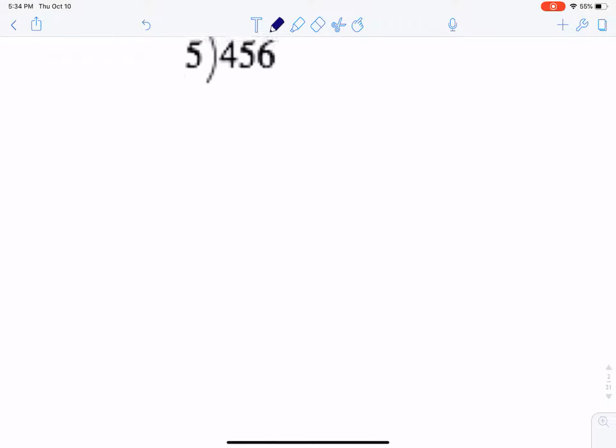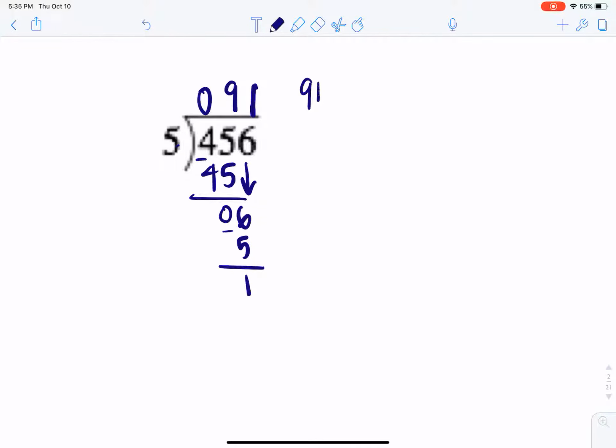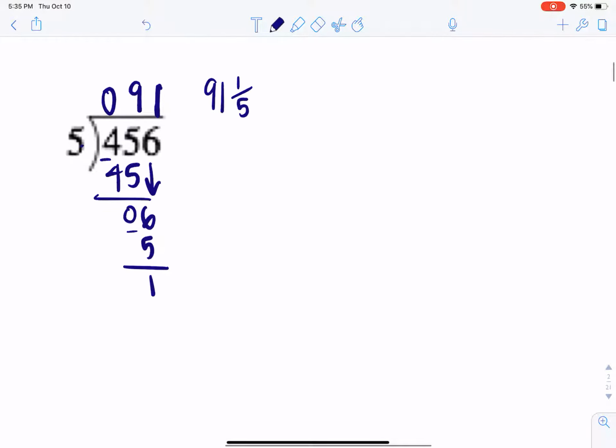Let's go ahead and do another example of long division. How many 5s are in 4? There are 0. How many 5s are in 45? I know there are 9. 9 times 5 is 45. Subtract, I'm left with 0. I won't bring down a 0, I'll bring down a 6. How many 5s are in 6? There's 1. 1 times 5 is 5. Subtract, and I'm left with 1. I no longer have numbers to bring down, so I know that my answer is 91 and 1/5. My remainder of 1 gives me that 1/5.